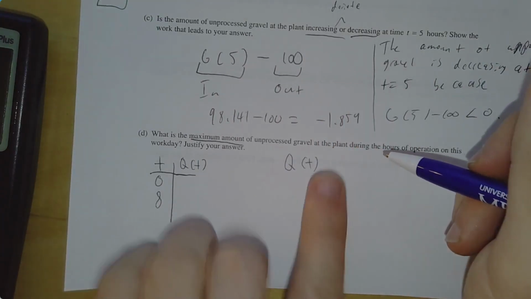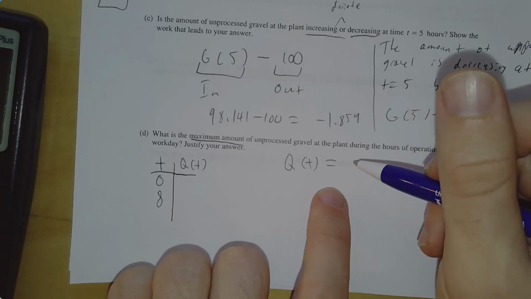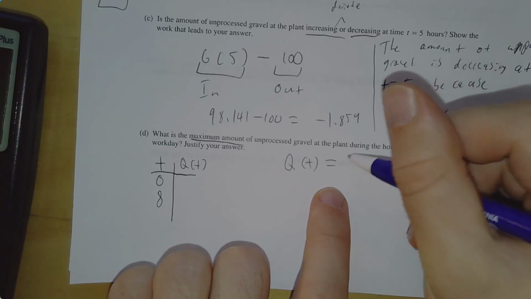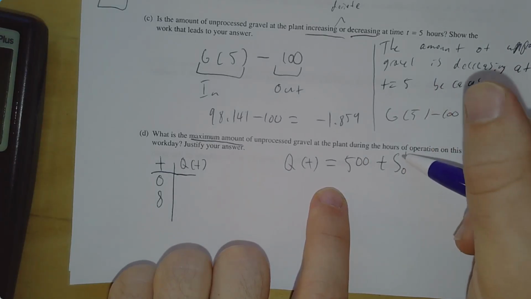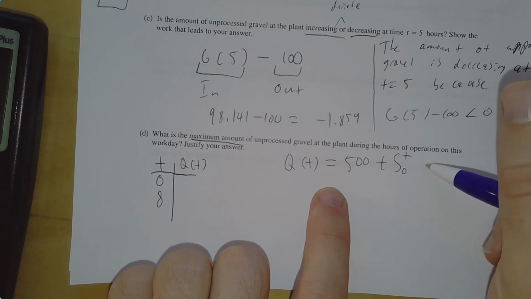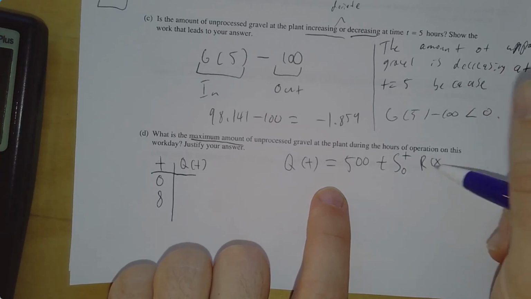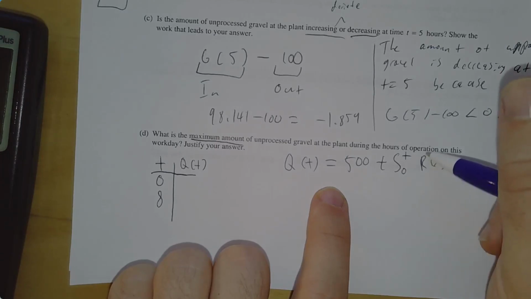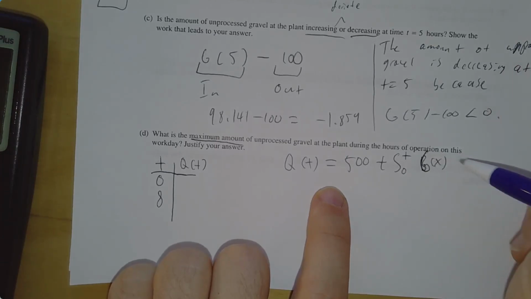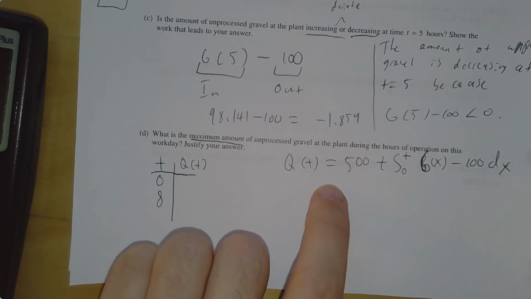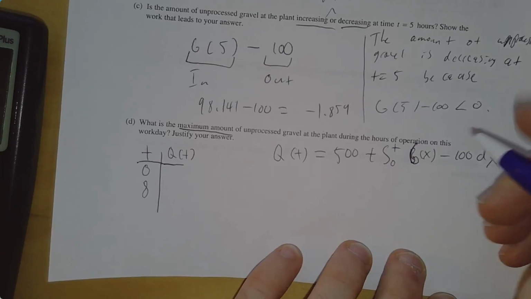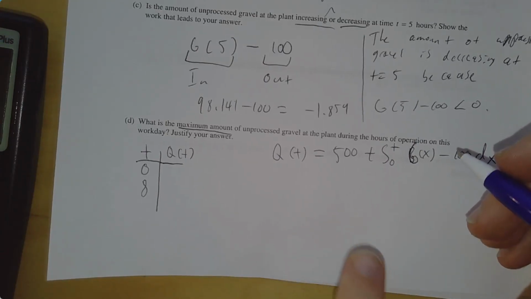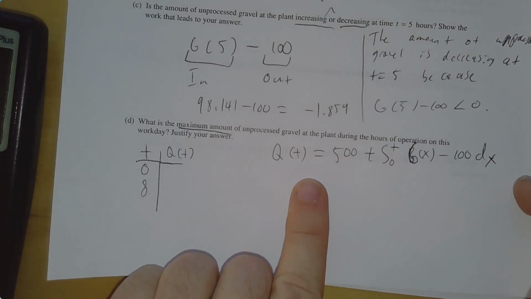I talked about this in the notes, guys. So Q of t is going to equal an initial value, which is in this case 500, that was in the question, plus the integral from 0 to t of g of x minus 100 dx. Okay, you might be confused with the x and the t. I could just switch them. This is the gist. So that's my quantity equation.